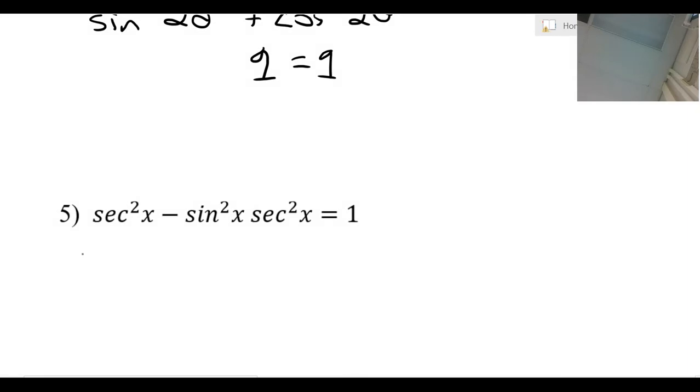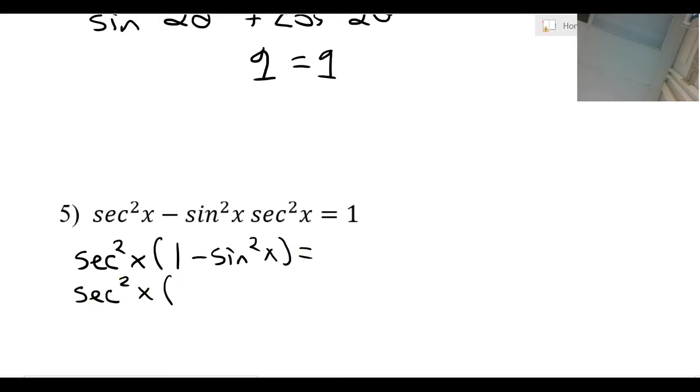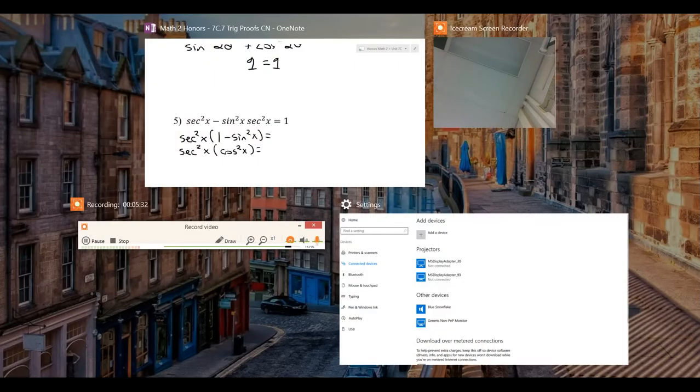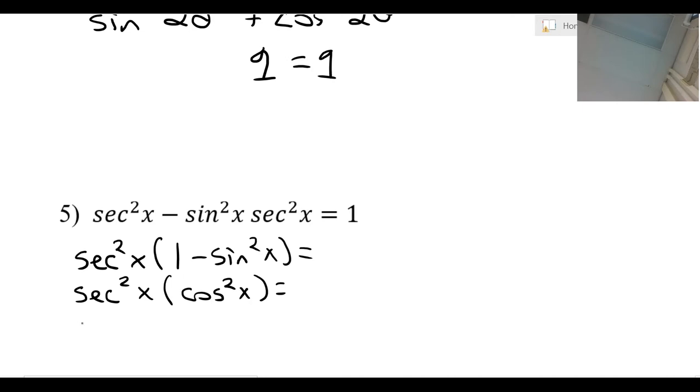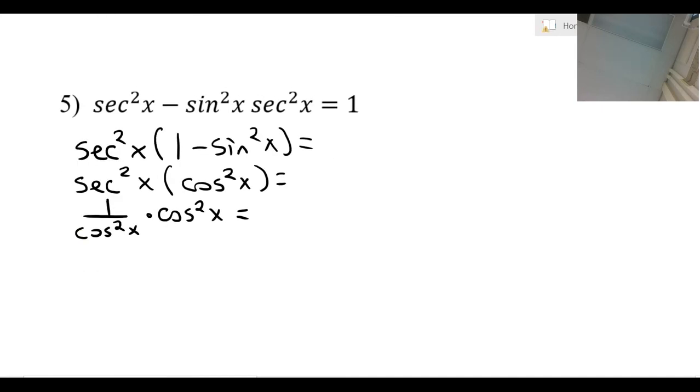Okay, 5, I'm going to take secant squared x out of both. Leaves me with 1 minus sine squared x. 1 minus sine squared x is what? Yep, cosine squared x. Then I have secant is 1 over cosine squared times cosine squared x. So we then have cosine squared x over cosine squared x, and you get 1.